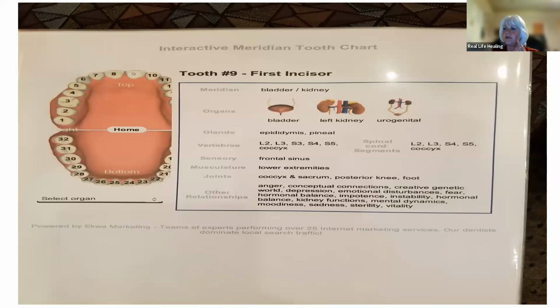Down under where it says other relationships, I thought this was very interesting. Anger, conceptual connections, creative genetic world, depression, emotional disturbances, fear, hormonal balance, impotence, instability, hormonal balance, kidney functions, mental dynamics, moodiness, sadness, sterility, vitality. How about that? And I think that, let's go back and see.